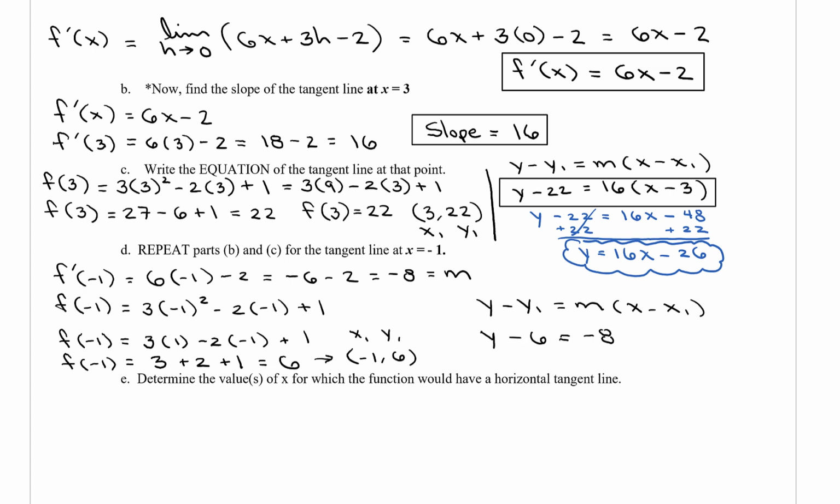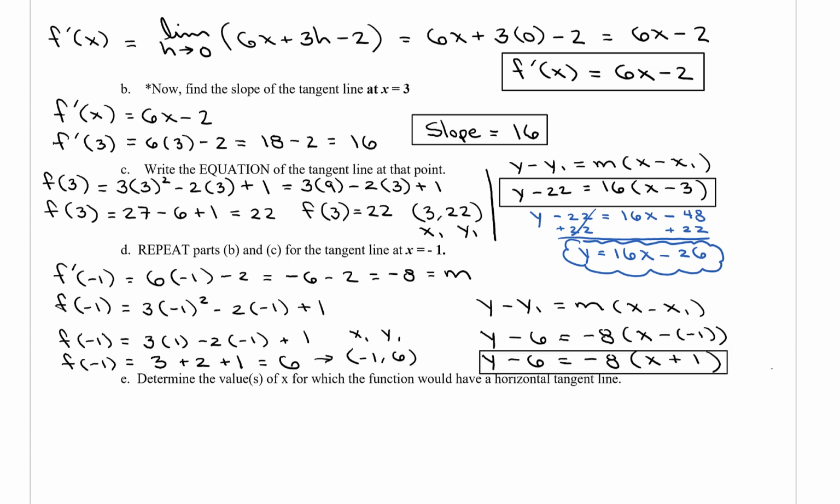So I'm going to have y minus 6 equals -8 times the quantity x minus -1. So I get y minus 6 equals -8 times the quantity x plus 1, and I'm going to go ahead and just box that in. I'm going to leave that in point slope form.